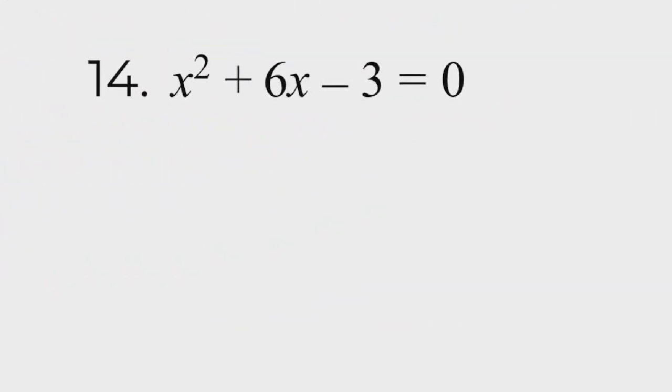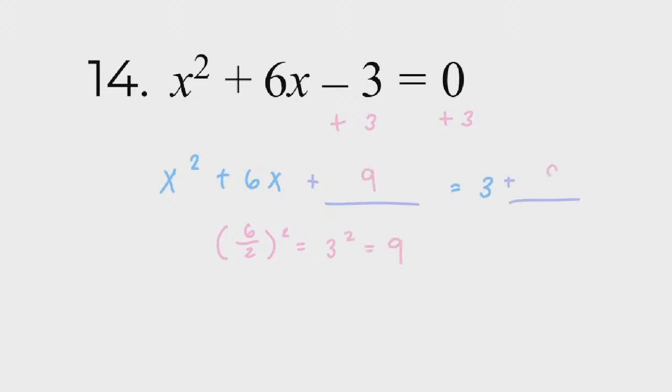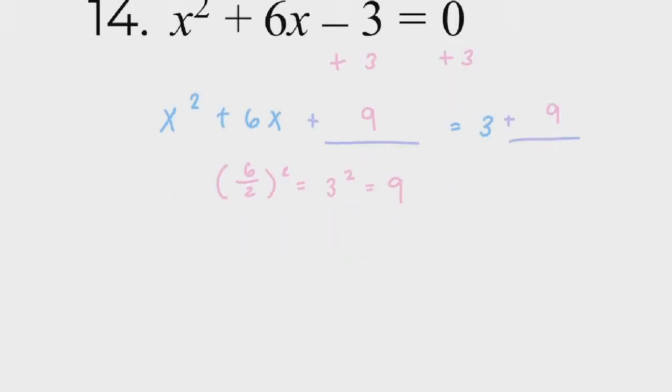In number 14, we want to add 3 to both sides first. So we have x squared plus 6x. Then we're going to add a number here. It's going to equal 3, and we're going to add a number here as well. So again, we're going to use b over 2 squared. In this problem, b is 6. So we get 3 squared, which is 9. So we're going to add 9 to both sides of the equation.